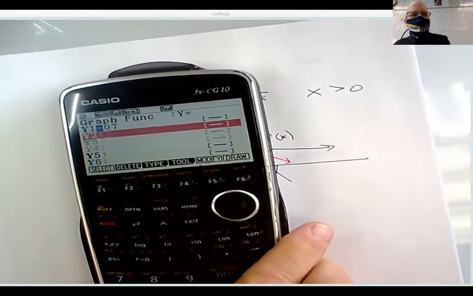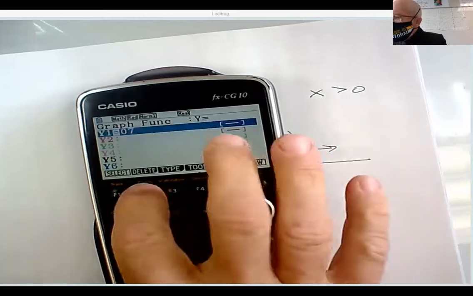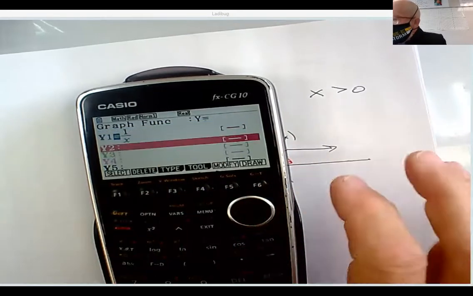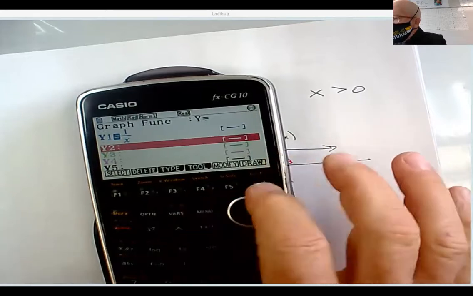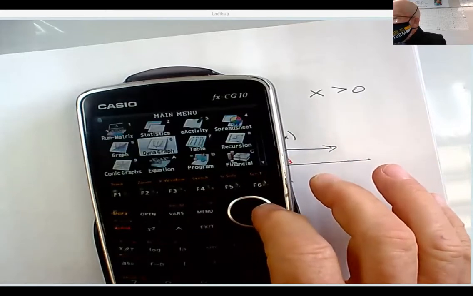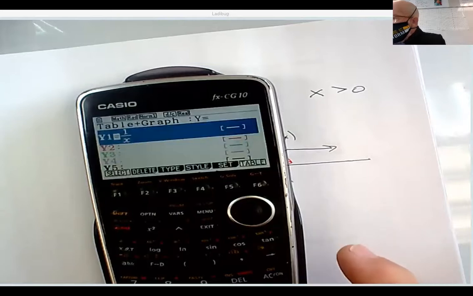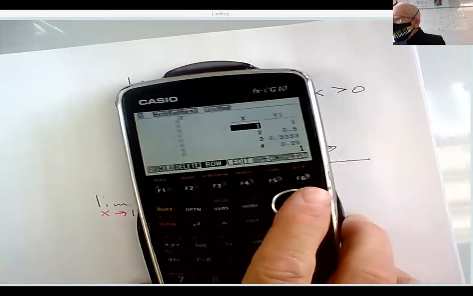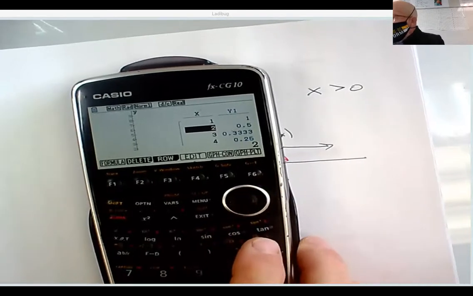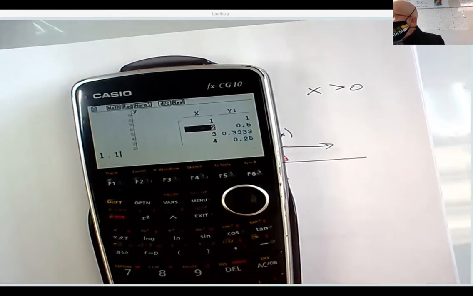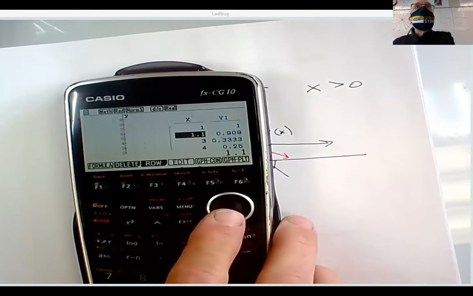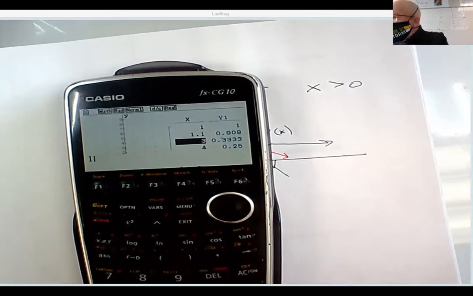Here's my machine. I'm going to put 1 divided by x, and go to my menu. I'm going to go to my table to see if I can get an idea of what the slope of that tangent is. Now, I'm at 1. Well, what numbers are to the right of 1? Well, 1.1 is, correct? And I get that number, 0.909, right?